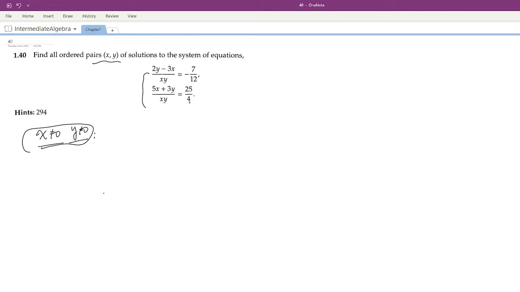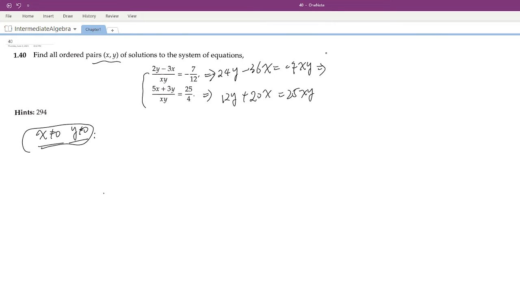So I want to deal with the integer. So we want to do the cross product on the first one. So we have negative 24y minus 36x is equal to negative 7xy. Second one, we can have 20x, then 12y equal to 25xy.